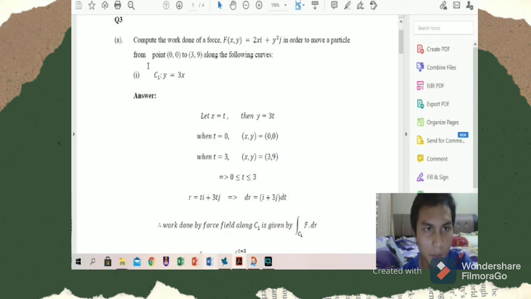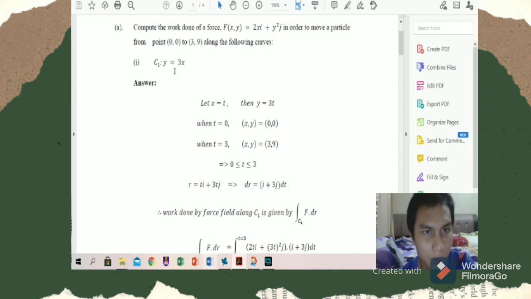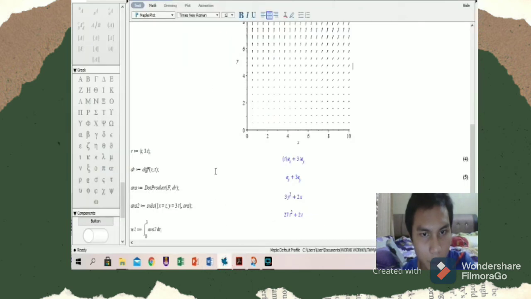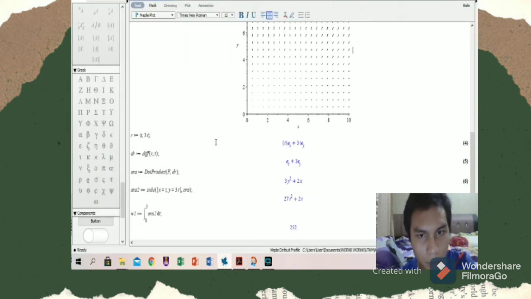Question 3a. Compute the work done of the force F equals 3y squared i plus y squared j in order to move the particle from the point 0, 0 to 3, 9 along the following curve. So the first curve is y equals 3x. So in the simulation, we find the r. We got t i plus 3t j, and we differentiate it.